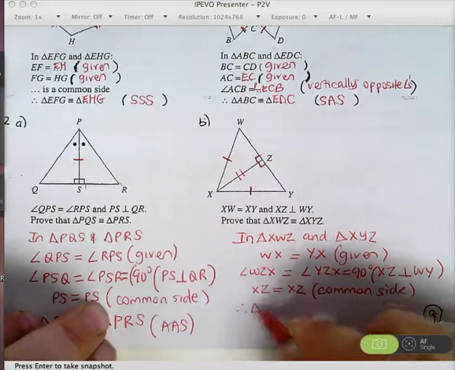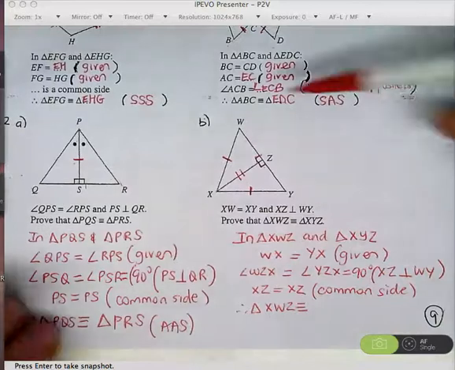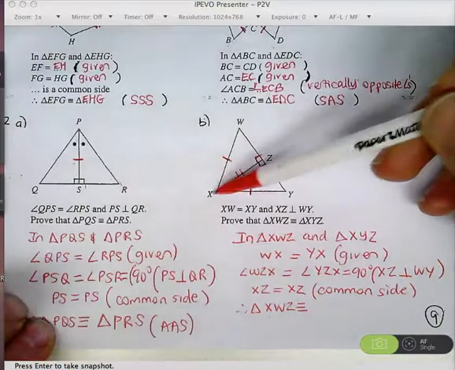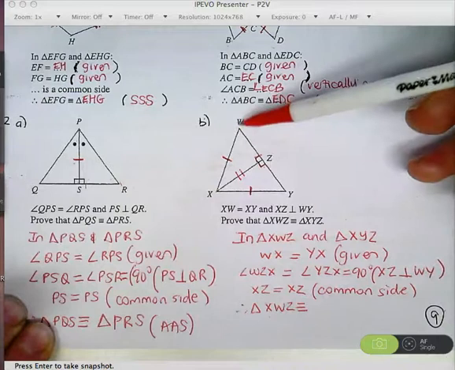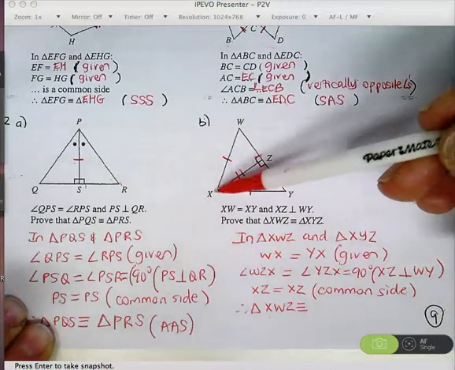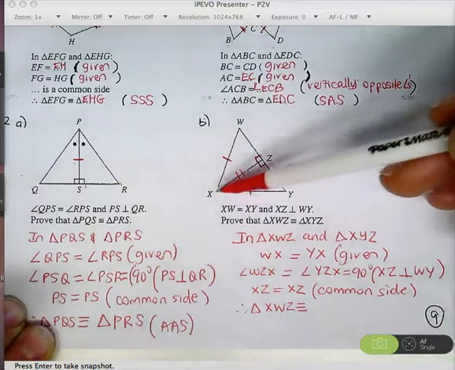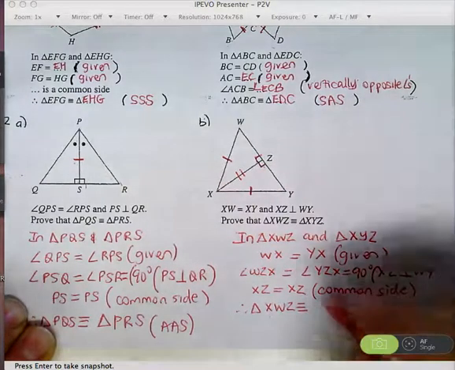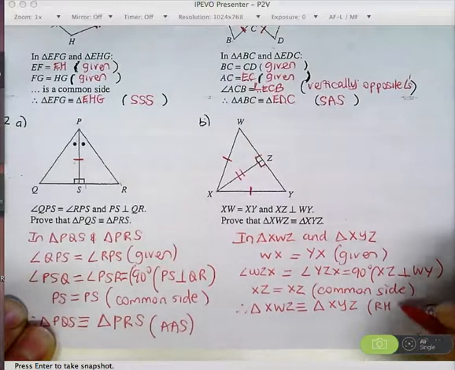So therefore triangle XWZ is congruent to, now we went down the side with one dash and the side with no dashes, and the corresponding way of naming this triangle is XWZ is congruent to XYZ. And the reason for that is RHS.